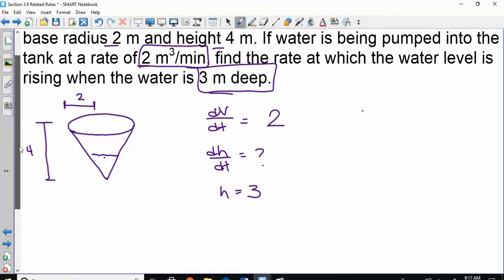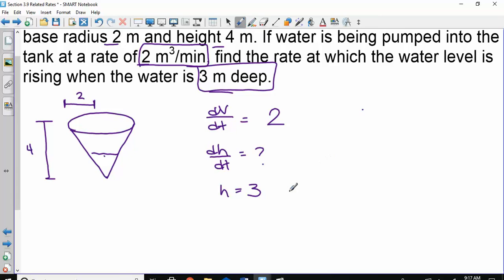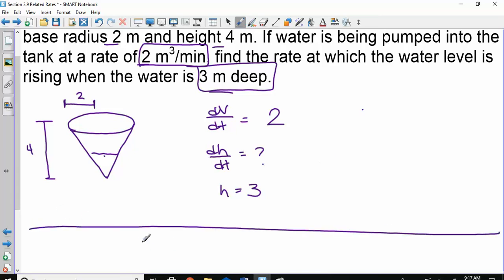Okay. So this is a little bit different than what we're used to. Couple things. When we have a cone, volume of a cone is 1/3 pi r squared h. Not a formula I would make you memorize. It's basically volume of a cylinder is pi r squared h, and then a third because a cone is a third of the whole cylinder.